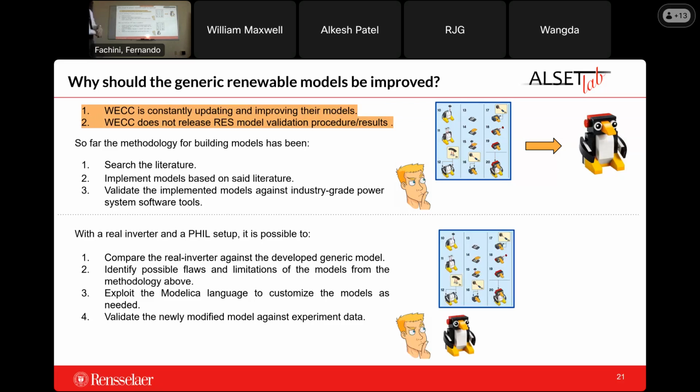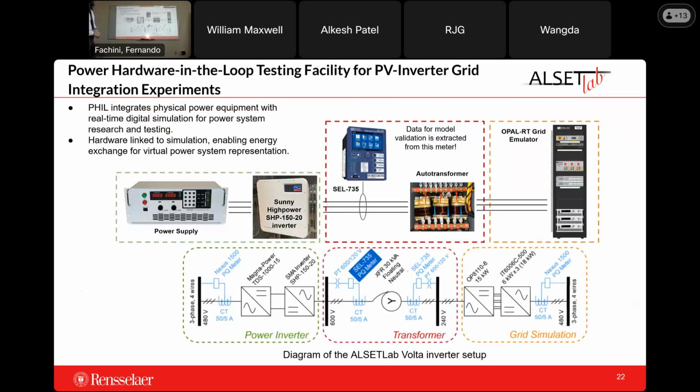And again, the analogy is the same. So that's the basic structure of the basic components. But now we have the real thing. Now we have the penguin, which is the inverter. And then by comparing the toy against the real thing, we can actually update the manual itself. And then we can create a model that is more realistic and closer to the real thing. This is the analogy that I show.